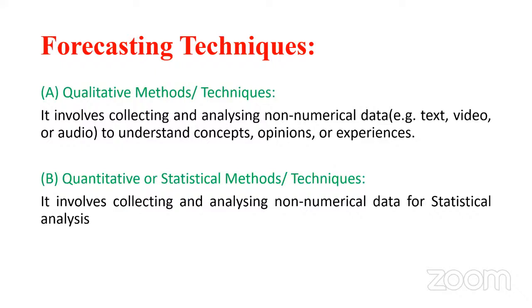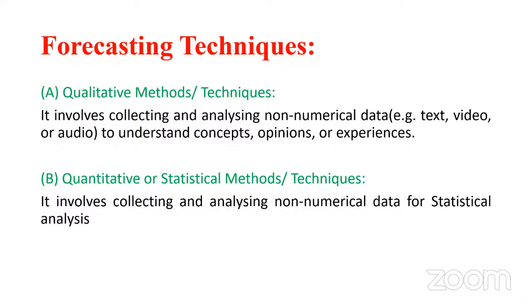Then come to the techniques of forecast. The entire forecasting technique is split into two parts. One is called the qualitative method. The second one is the quantitative or statistical method. In qualitative methods, there is no need for past data, only discussions and observations, we can do it, but for quantitative we require past data.